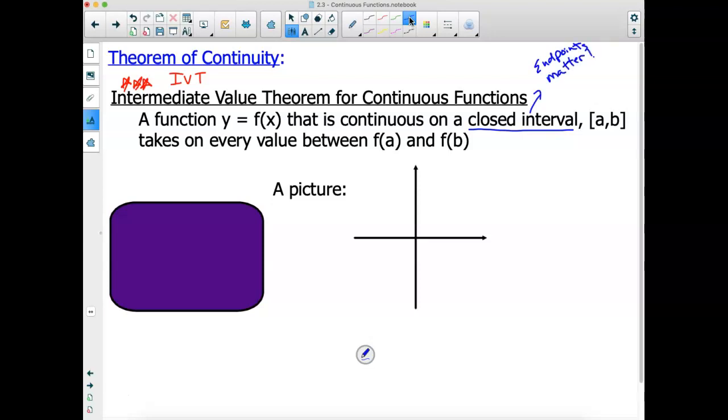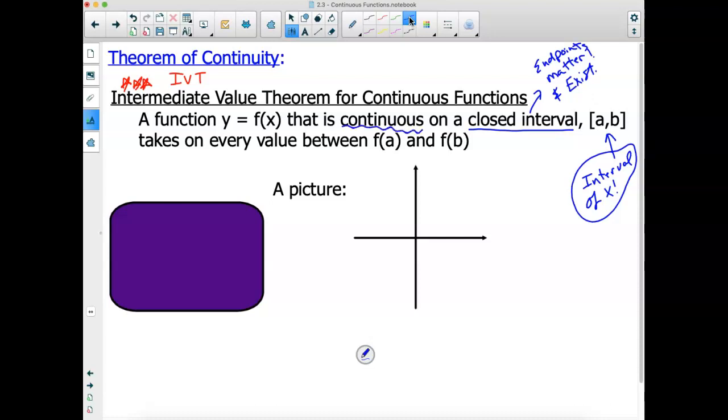The endpoints matter and they exist. That means I have no open circles on my endpoints, because if I do have open circles on my endpoints, I can't use the intermediate value theorem. It has to be a closed interval. And also, don't get wigged out by this [a, b], that is an interval of x always. These are always going to be giving you intervals of x.